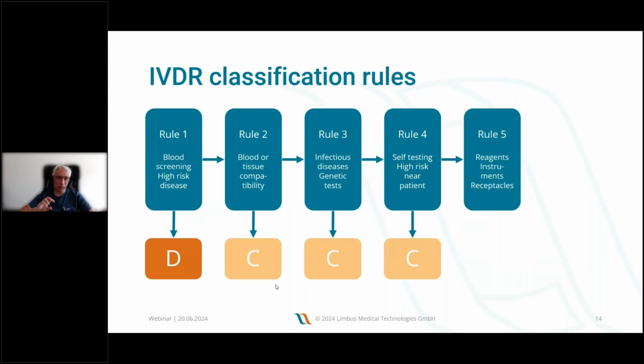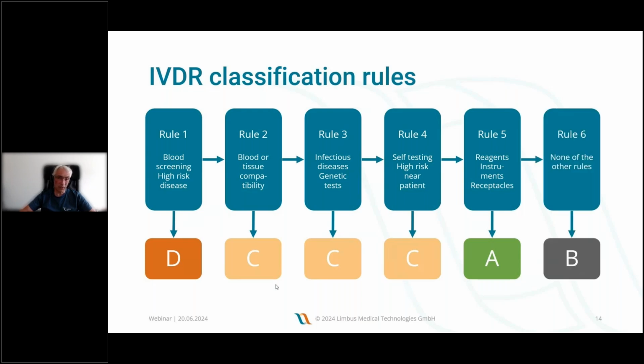And then if none of these rules 1 to 4 apply to your device, maybe rule number 5 can apply, which concerns very general reagents or instruments used in the laboratory or sample receptacles. This rule is very interesting because devices that match it can be classified as class A, which is the lowest risk class and which very much facilitates the documentation and the compliance with IVDR.